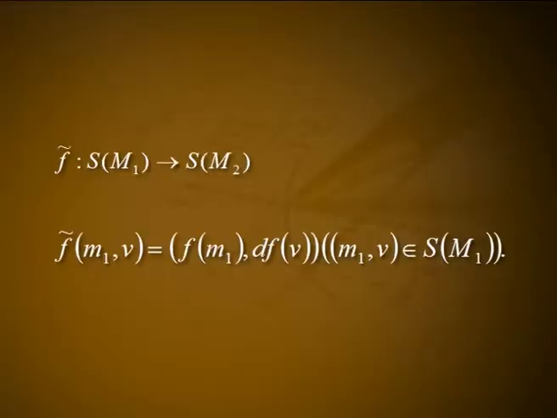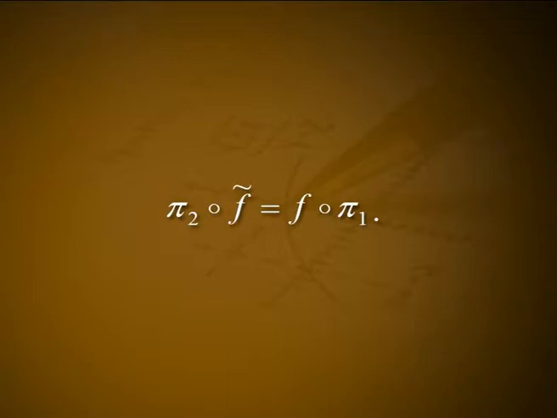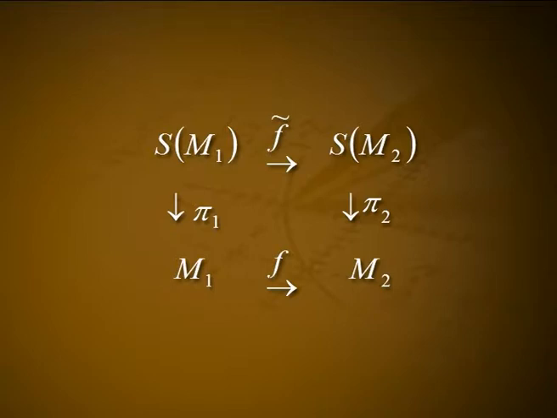First one, f induces a map f tilde from S(M1) to S(M2) defined by f tilde (m1, v) is equal to (f(m1), df v), where (m1, v) is an element of S(M1). This map is smooth and has a smooth inverse, namely f tilde inverse is equal to (f inverse) tilde. Note that pi 2 composite f tilde is equal to f composite pi 1. We can see the map f tilde is from S(M1) to S(M2) and pi 1 is from S(M1) to M1 and pi 2 is from S(M2) to M2.